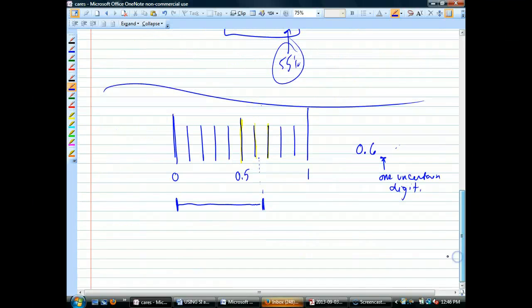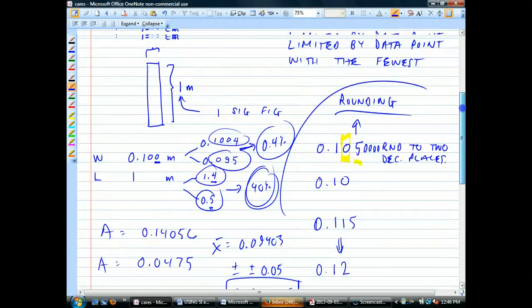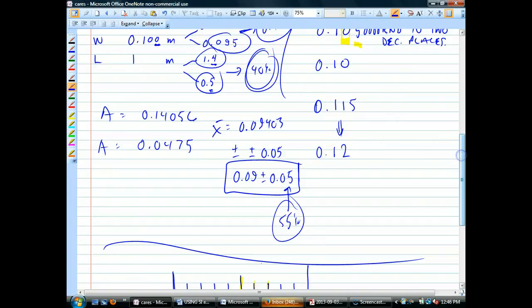That's how it works. Now, by the way, a lot of people ask, what about if we're doing a calculation where we've got something raised to an exponent? Well, if you're raising something to a power, it's basically a multiplication operation. So still do the same thing. Go with the number of sig figs. If you're doing a logarithm, same deal.